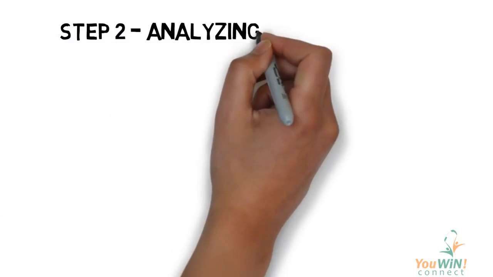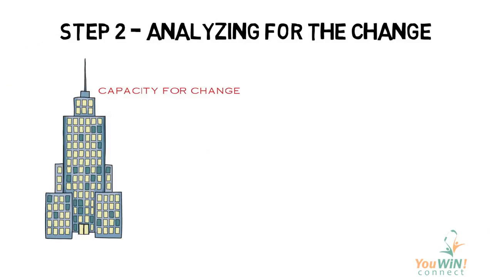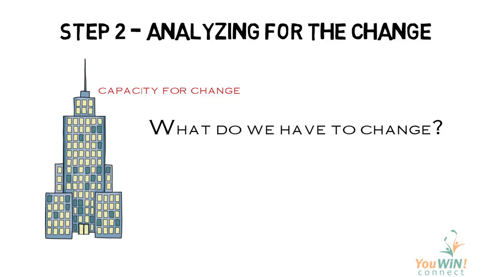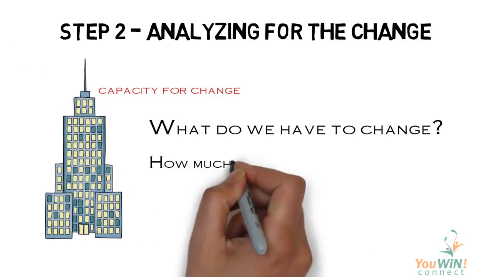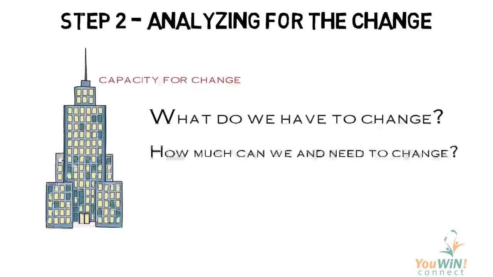Step 2. Analyzing for change. The company's capacity for change is the first thing that we need to analyze in order to answer two important questions. What do we have to change? And how much can we change? And how much do we need to change?